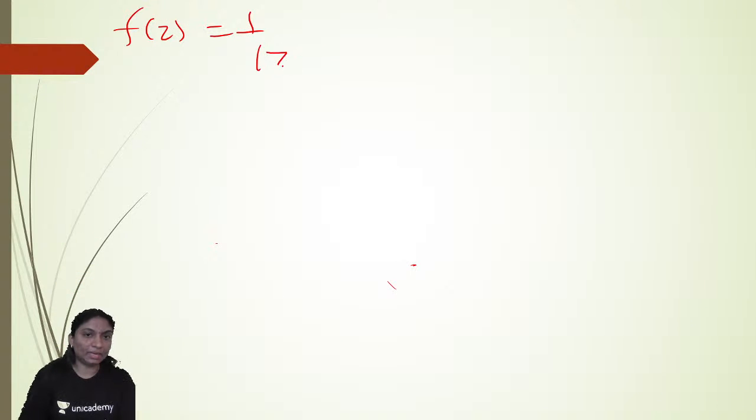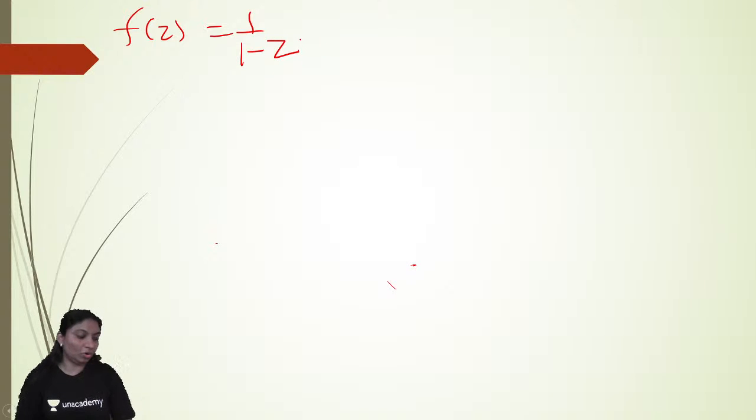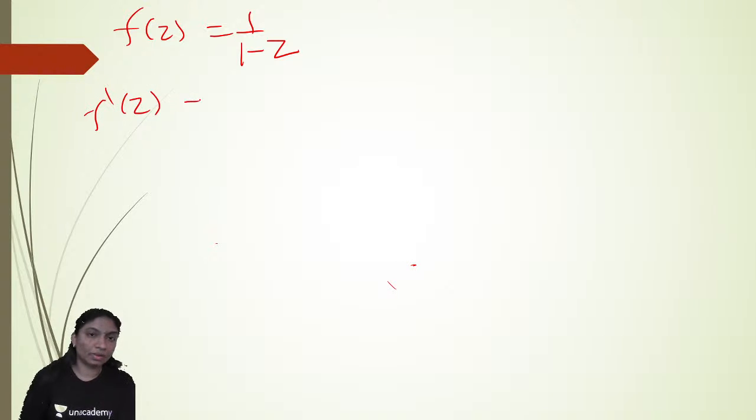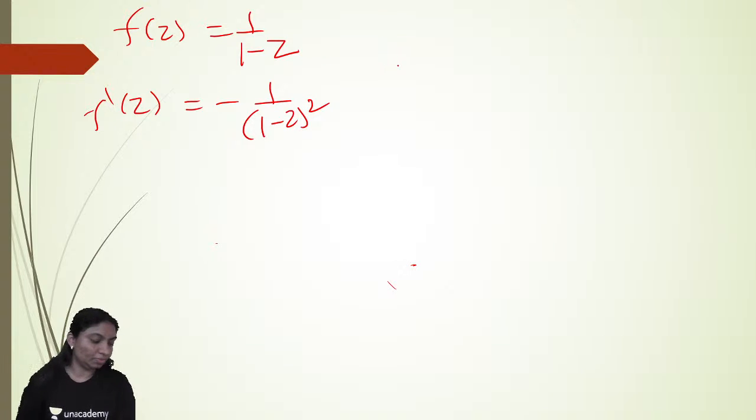Here f of z is equal to 1 upon 1 minus z. So for 1 upon 1 minus z, you will get f dash of z equal to minus 1 upon (1 − z)² into minus 1, right? Which implies z is not equal to 1. Here z is not equal to 1.